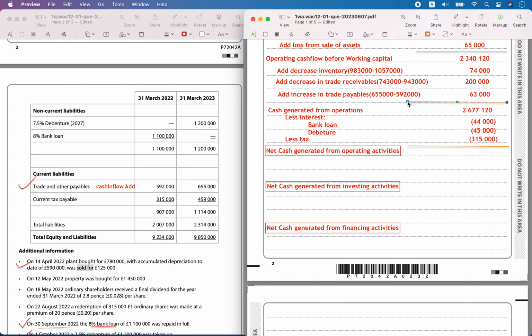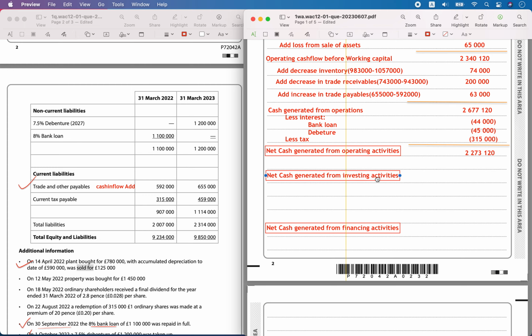So now let's calculate the net cash generated from operating activities. That is 2677 minus 44,000 minus 45,000 minus 315,000. So that is going to be equal to 2273,120. So this was the cash generated from operating activities.